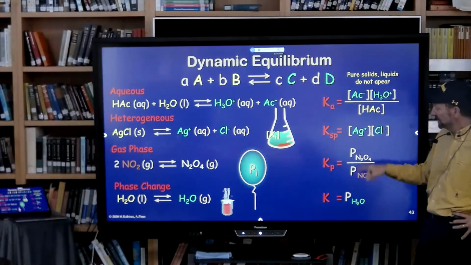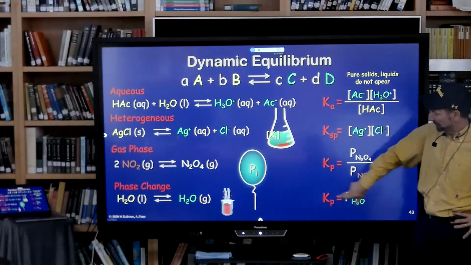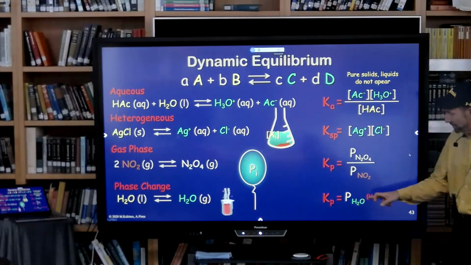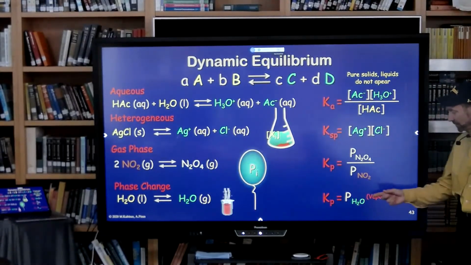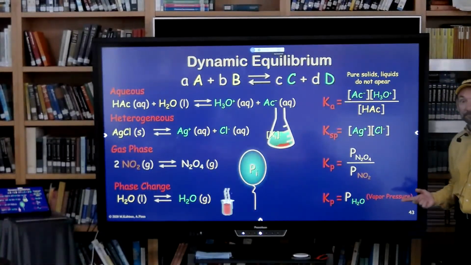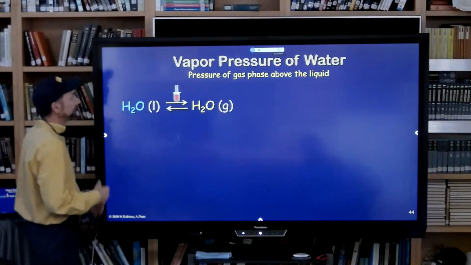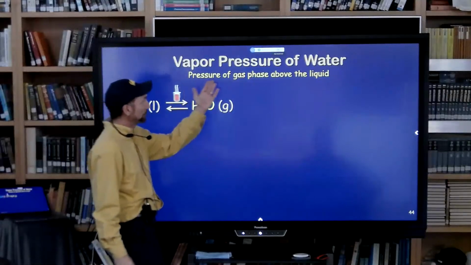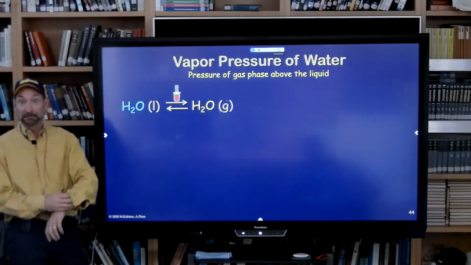This is Kp, the pressures of the system, and this one is the vapor pressure of the system, actually. So that one's kind of interesting. The pressure of the pure gas over the pure liquid is called the vapor pressure. So there we define it. Vapor pressure of water is the pressure of the gas phase above the liquid phase, at a given temperature.